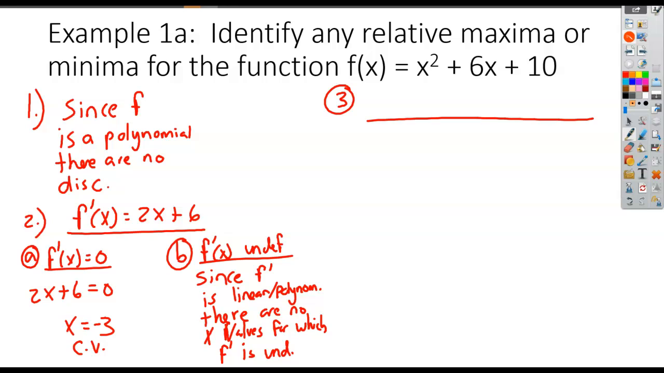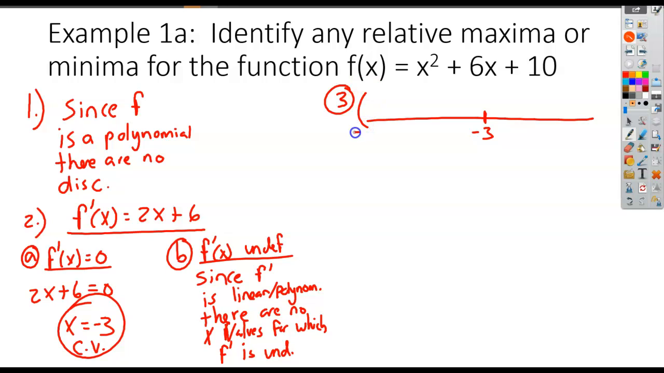Now I only have one critical value. It was -3, so I'm going to put it right here. I know that at that point, my graph is either going to have a relative minimum, a relative maximum, or neither. My goal is to see what it is, and the way we're going to tell is by looking at the slopes.